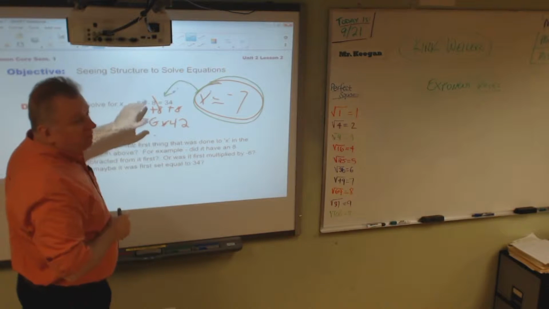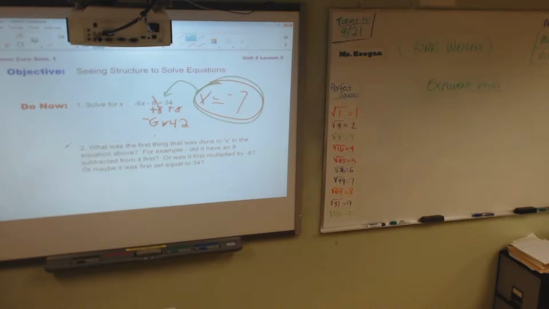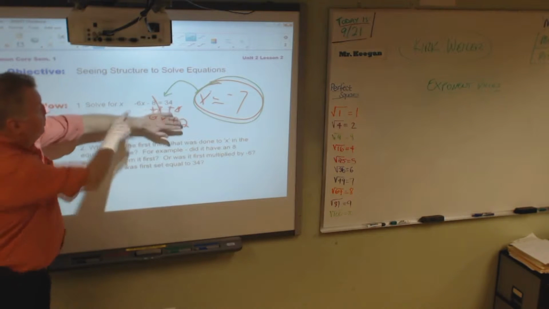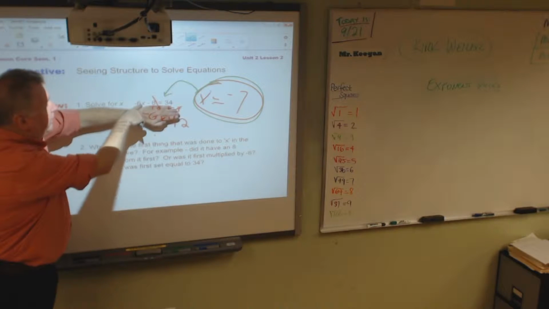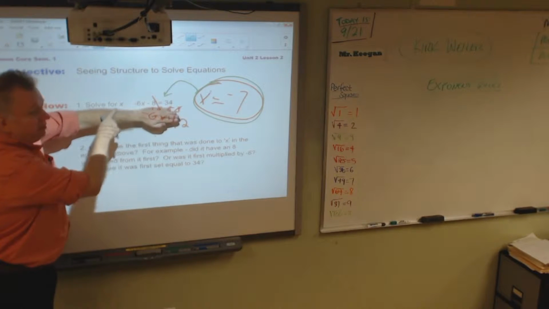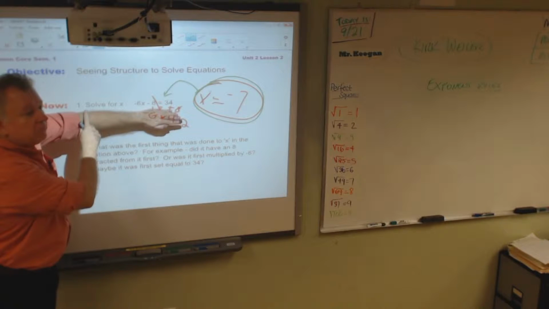Well, what was the first thing that was done to this x? No, I'm not talking about solving. I'm saying if you just look at this equation here, it started out as just an x. What was done to the x first? Was it multiplied by -6 or was it -8? Was an 8 taken away from it? Go by PEMDAS.